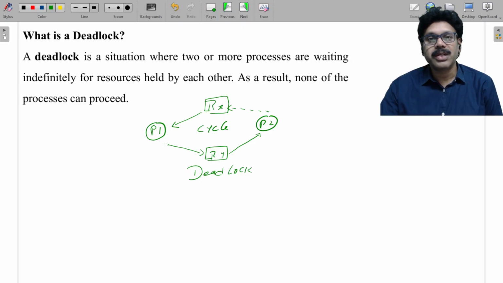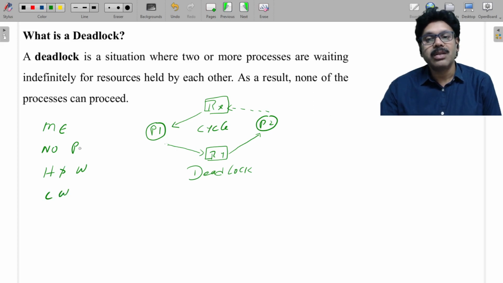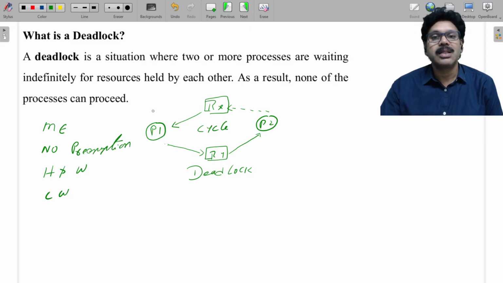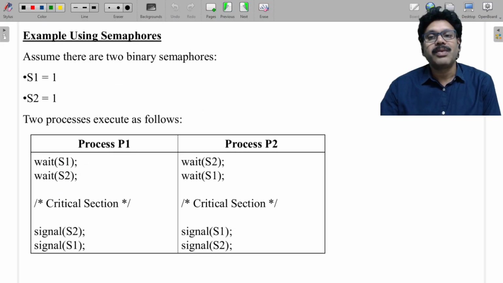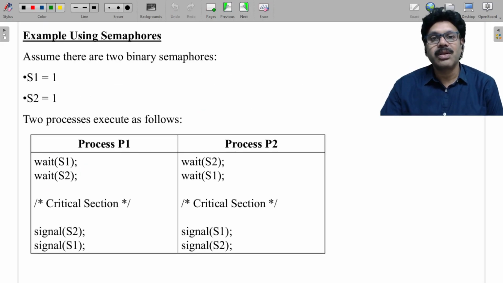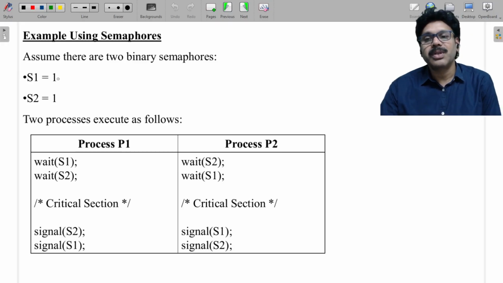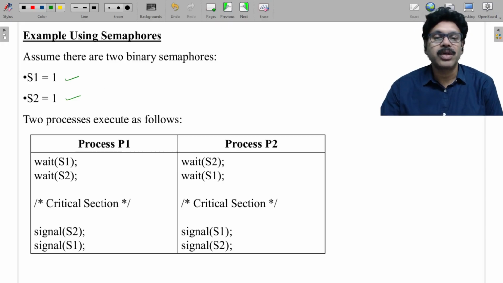To say that deadlock exists, there are mandatory conditions: mutual exclusion, no preemption, hold and wait, and circular wait. All four conditions must apply to say that there is a deadlock in the system. Our target is how semaphores cause a deadlock through improper use. Assume there is a semaphore 1 and a semaphore 2. I already told you the minimum number of semaphores required to establish a deadlock is 2.